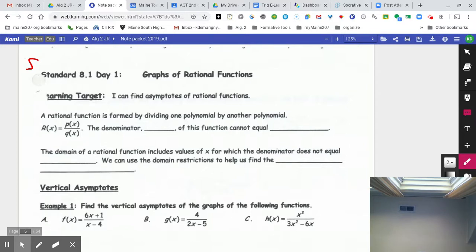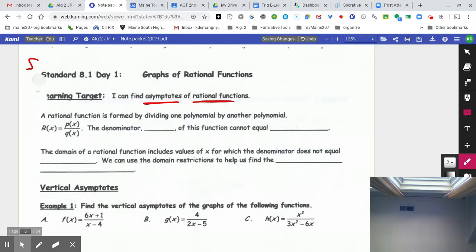This is called the graphs of rational functions. I'm probably going to break these notes up into 2 different parts. The first part will be explaining how to graph a rational function, and the second part, I'll explain vertical asymptotes and horizontal asymptotes. So, if you're following along with me, here we go. So, our target is to be able to find an asymptote of a rational function.